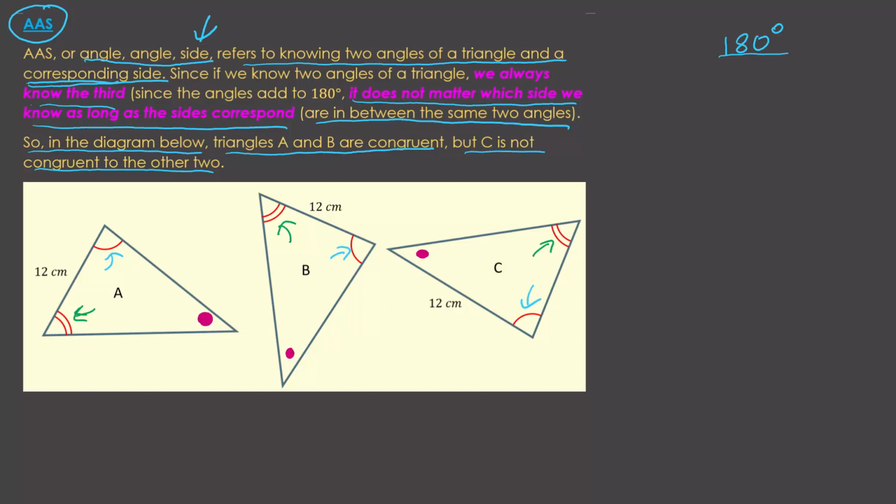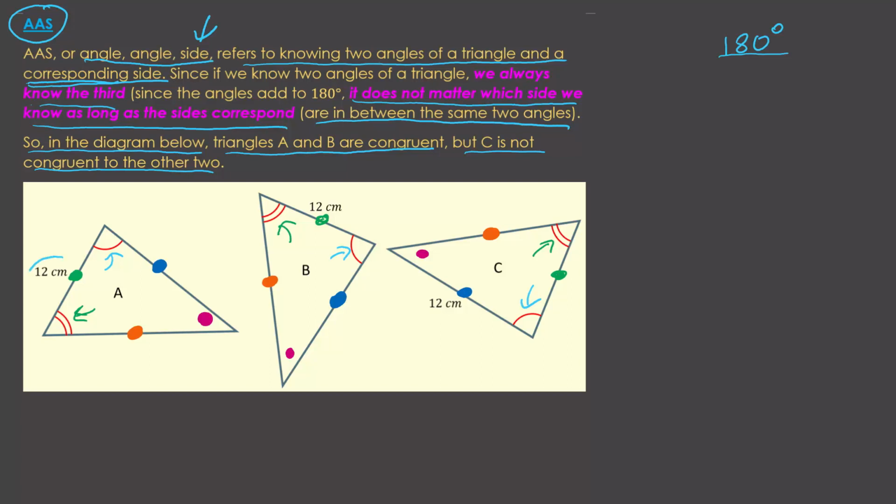But if we then look at which sides correspond, this side corresponds to this side, which corresponds to this side, because they're between the same two angles. This side here corresponds to this side, which corresponds to this side. And using a different colour, that means that this side here is the same as this side here, is the same as this side here.